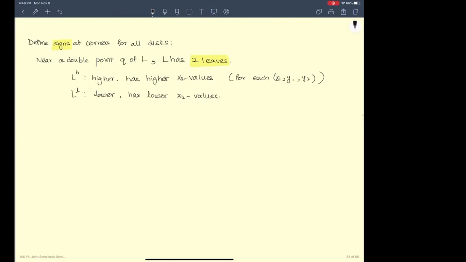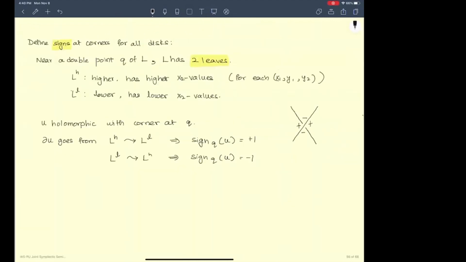And for any holomorphic curve, it doesn't have to lie in there, it can come from the bottom. But if it touches one of these double points, the boundary gets an orientation because it's holomorphic. And I can ask whether it goes from the higher to the lower or the lower to the higher. And then I'll assign the same signs as we had before. So I'm extending this definition of sign to any holomorphic curves that appear. So the sign of U at corner Q. Both are important.